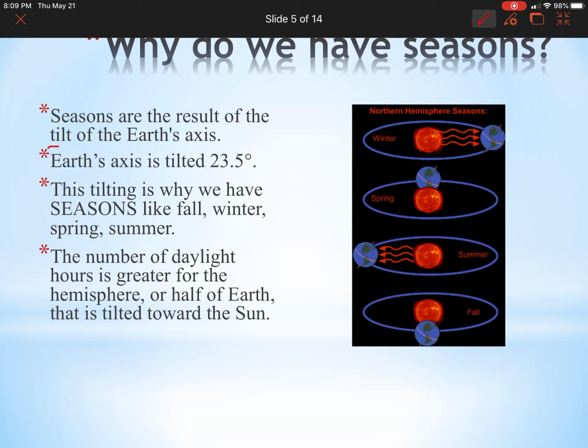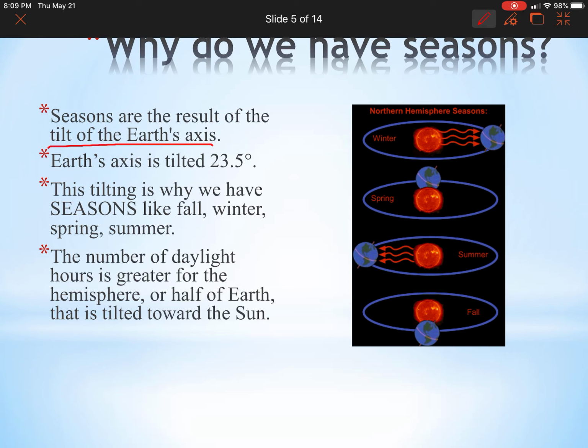Seasons are the result of the tilt of the Earth's axis. So you can write that down there, tilt of the Earth's axis. So as we said before, the Earth's axis is tilted at 23.5 degrees. So this is why we have our seasons, and by seasons I mean fall, winter, spring, summer. And the number of daylight hours is greater for the hemisphere, or half of the Earth that is tilted towards the sun.